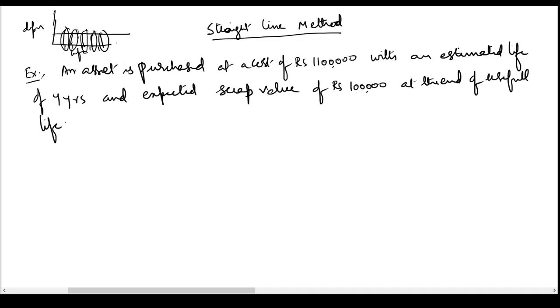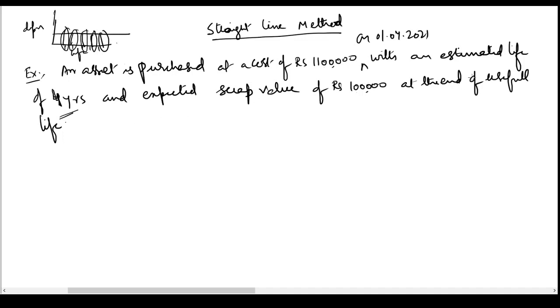Now let us see an example and then we'll go deeper into it. An asset is purchased at a cost of rupees 11 lakh on 1st April 2021 with an estimated life of 4 years. So the manufacturer or the seller of the asset has told you that the asset has a life of 4 years and an expected scrap value of 1 lakh at the end of its useful life.